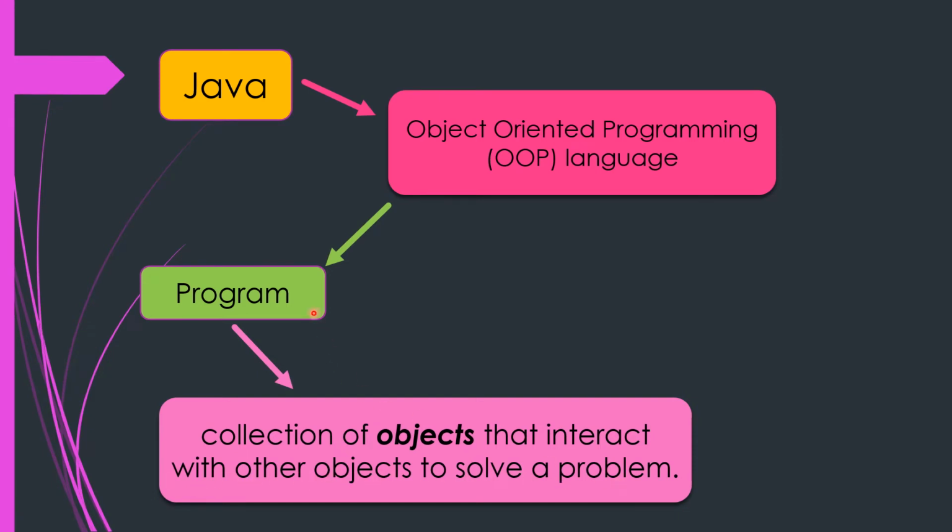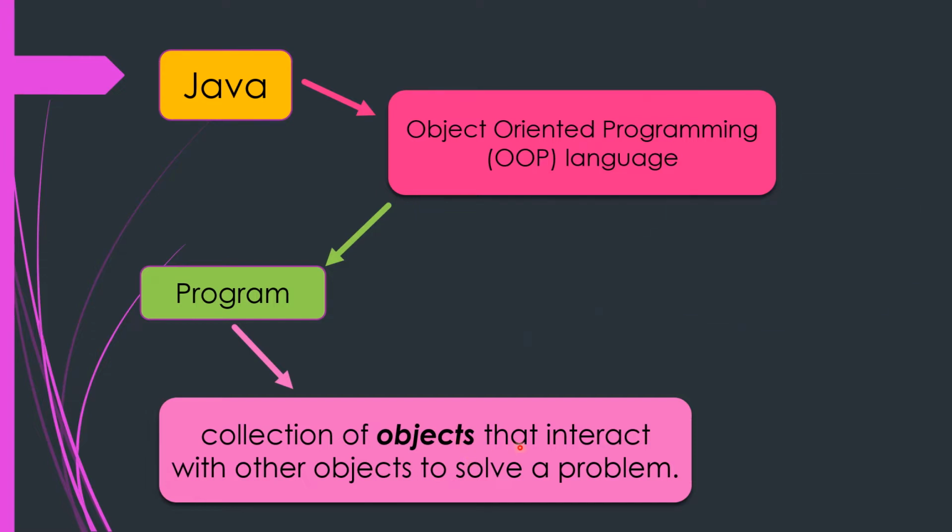Means, if we are normally talking about a program, then what is it? It is a set of instructions. But when we are specifically talking about an object-oriented programming language, then we can define a program as a collection of objects, and these objects basically interact with other objects. And why do they interact? To solve a problem. Means a specific task or problem is given to them, and for solving it they interact with each other.